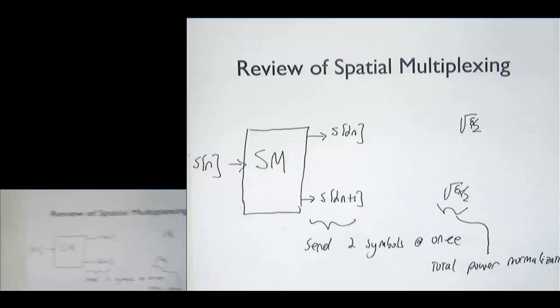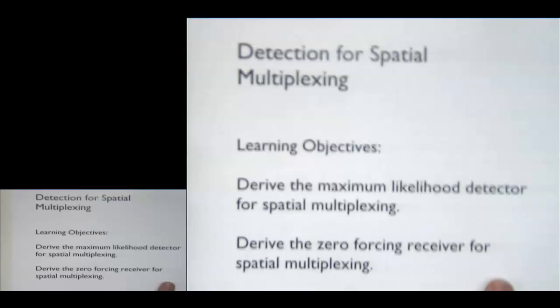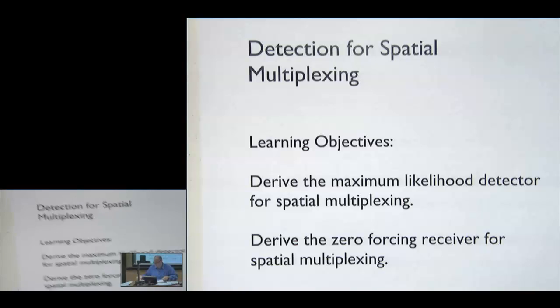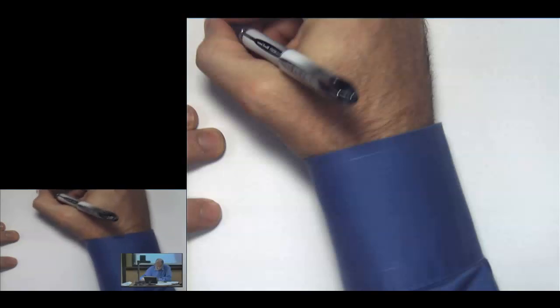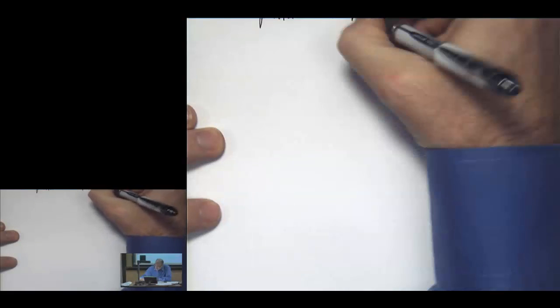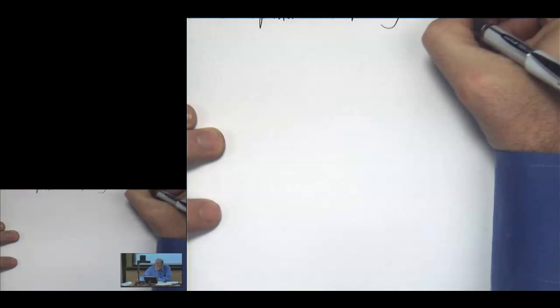So now let's look at detection for a spatial multiplexing system here. So what we're going to do first is we're going to derive this block diagram for spatial multiplexing. I think we did part of this in the class last time, and then we're going to look at the received signal structure. So this is going to be the detection. That's what we're going to focus on here.